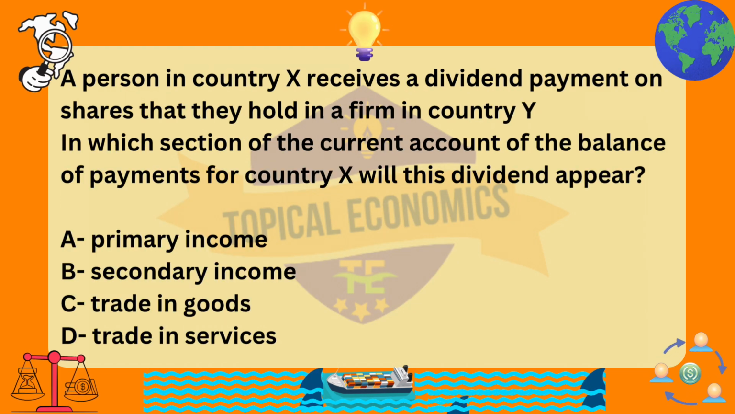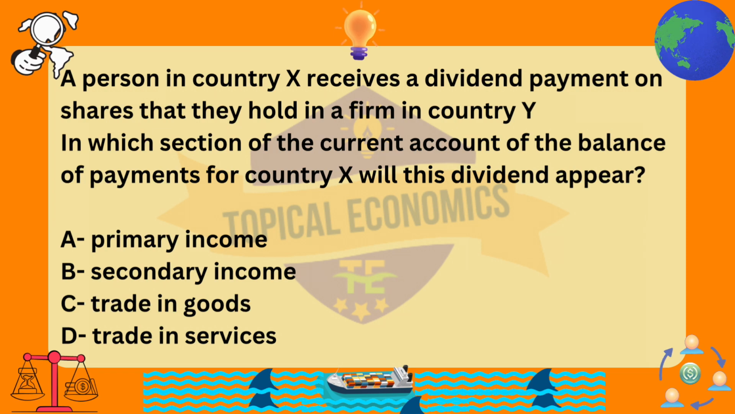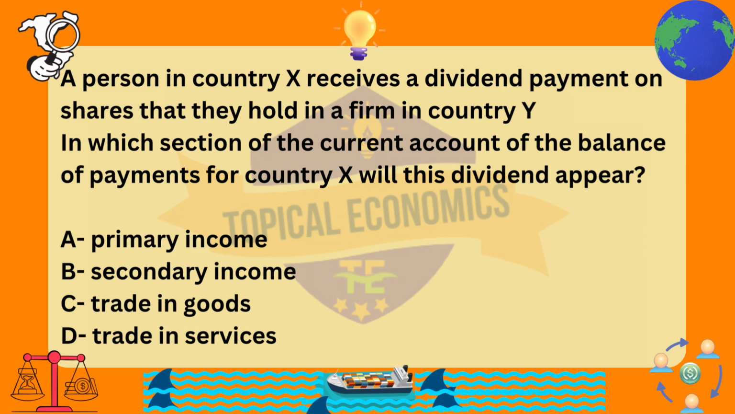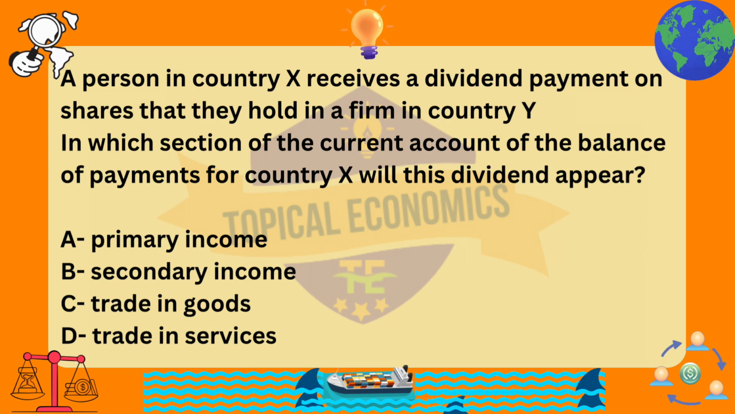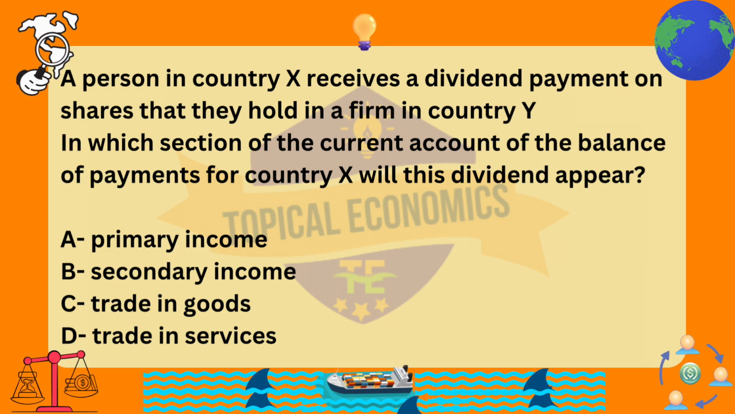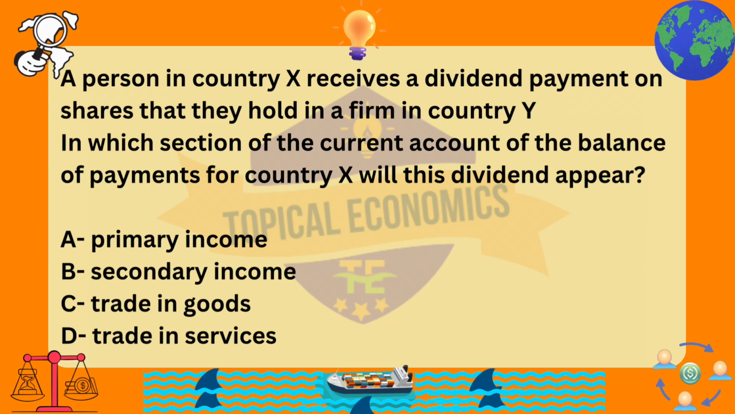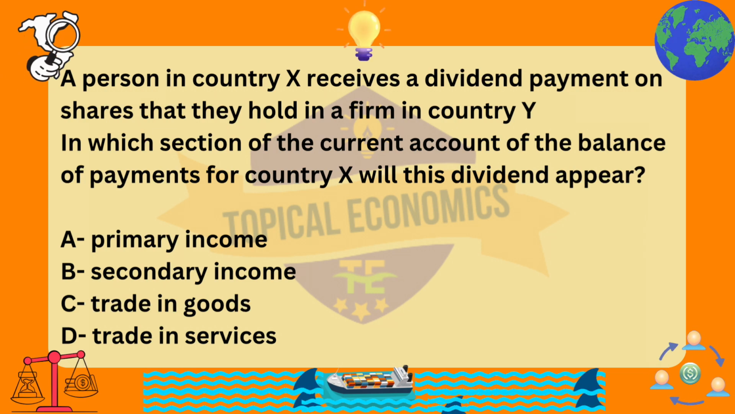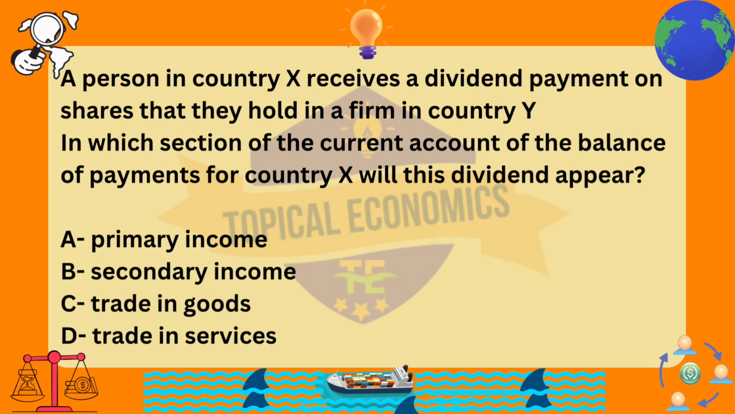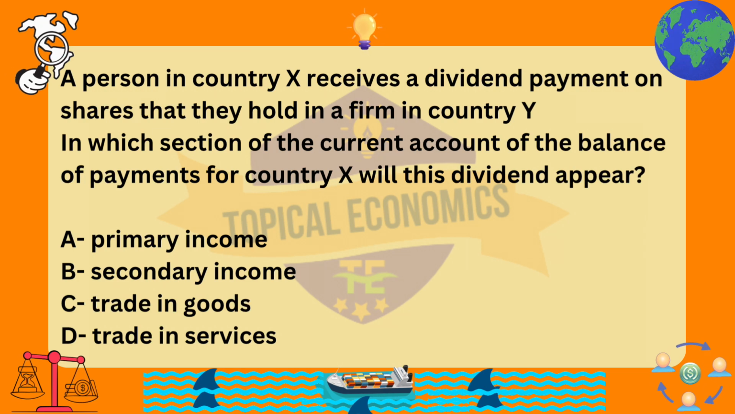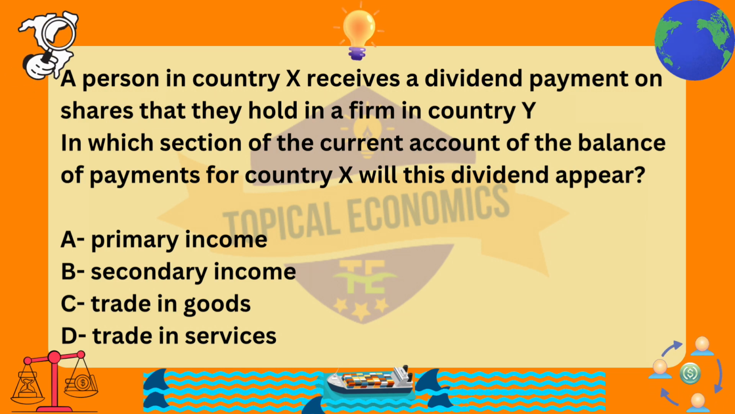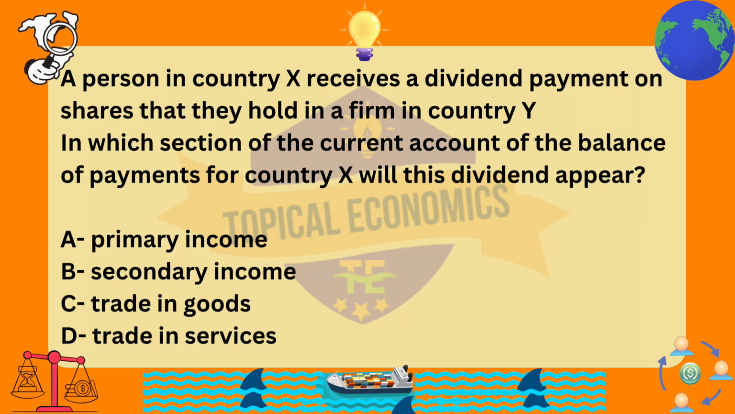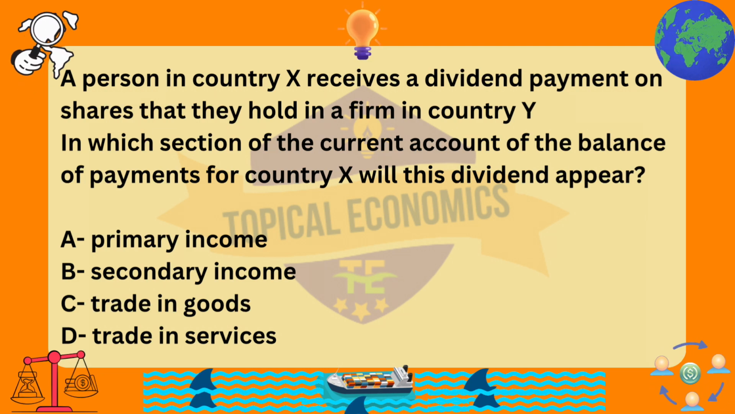Moving to the third question. A person in country X receives a dividend payment on shares that they hold in a firm in country Y. In which section of the current account of the balance of payments for country X will this dividend appear? A. Primary income. B. Secondary income. C. Trade in goods. D. Trade in services. Reference, 2022 February-March version 2. The correct answer for this question is option A.